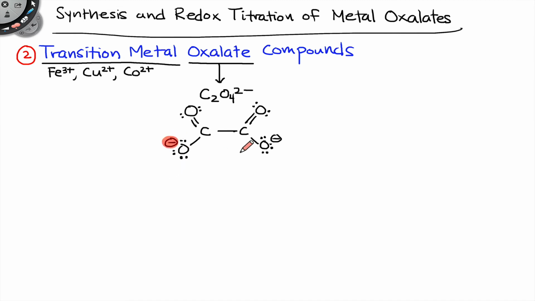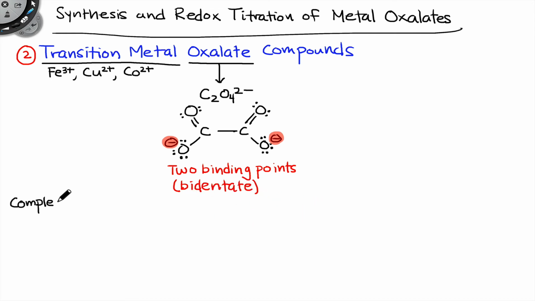Each of those negatively charged oxygens could act as a binding point for a metal center, and in fact, it can be bidentate, meaning 2 binding points, or even tetradentate with 4 binding points, and we'll see that in one of the complexes in this experiment. So let's get into the structures of the complexes themselves, starting with the iron complex.